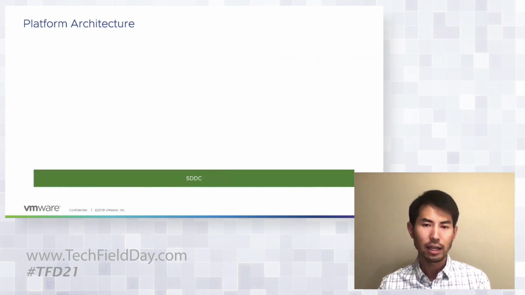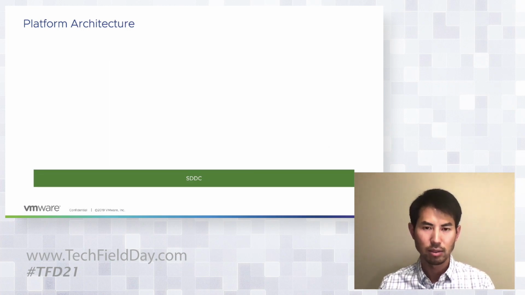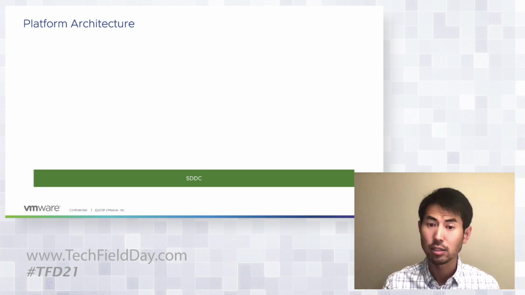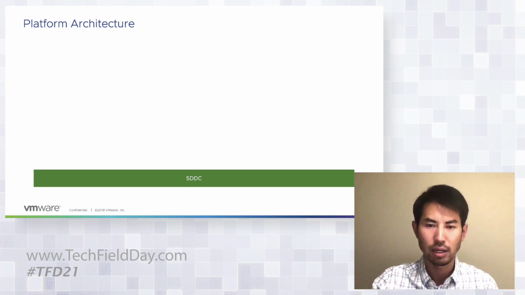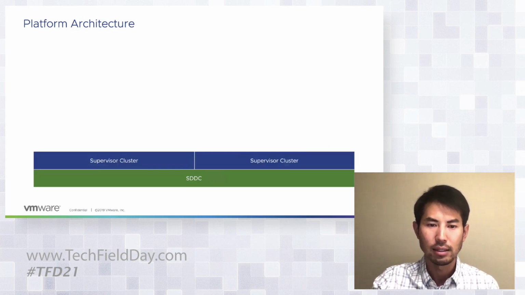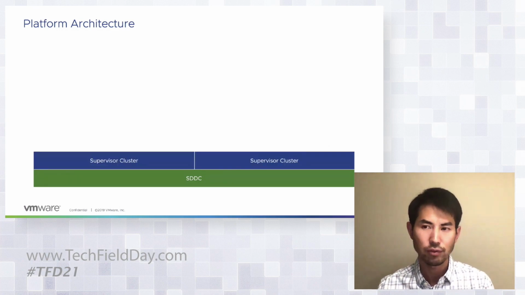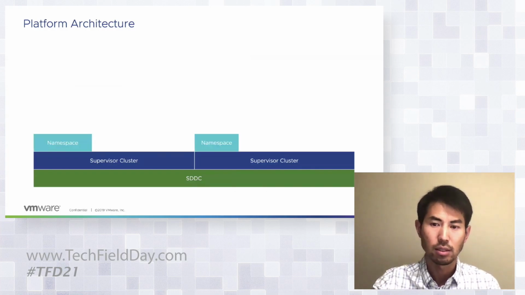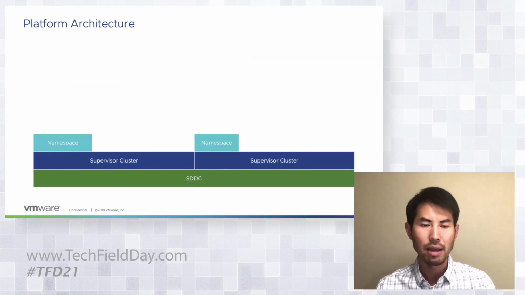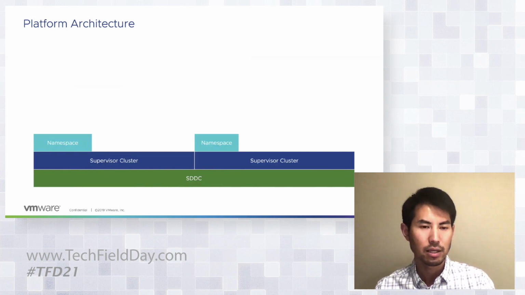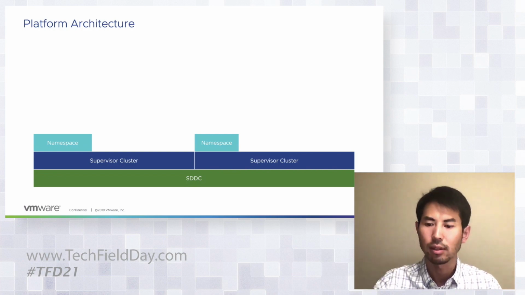All right, this is a different angle to look at this, to make sure that we show all the components we're introducing in this new release. At the bottom, you can see the SDDC, and this is your compute, network, and storage. In this case, let's say you have two vSphere clusters. Now they become two supervisor clusters. Within a supervisor cluster, you can create a namespace. And in the way that we're imagining how this should be used, a namespace should map to a business application.